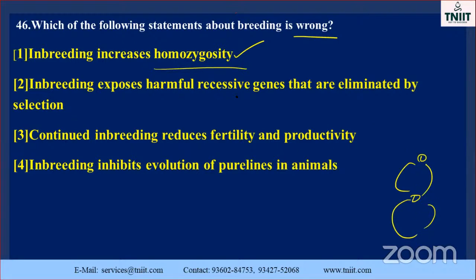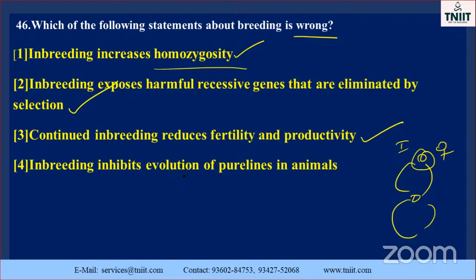Inbreeding exposes harmful recessive genes that are eliminated by selection. It is also a correct one. And continuous inbreeding reduces fertility and productivity. Yes, already we know about continuous inbreeding. Continuously inbreeding, what happened? Inbreeding depression happened, isn't it? That is the thing.